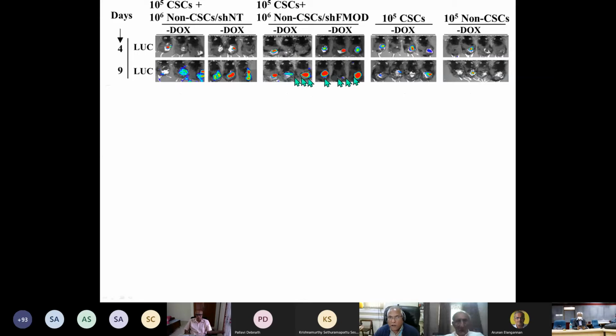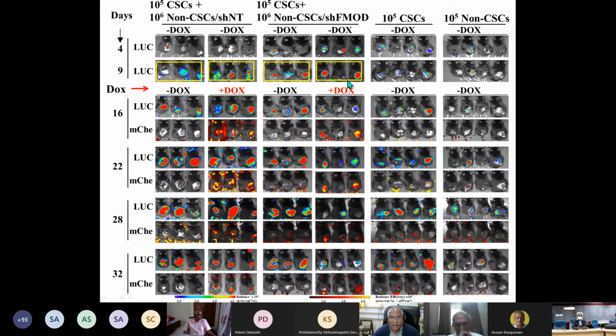You can see the tumor is formed very nicely in all the 4 groups. And then the next one, you can see the growth and the bioluminescence. Each group is then divided into 2 groups, minus dox and plus dox, again minus and plus. On the left side, shNT, you can see whether dox is added or not, bioluminescence shows that the tumor continues to grow. And also on the right side, you can see the mCherry is coming up in the tumor.